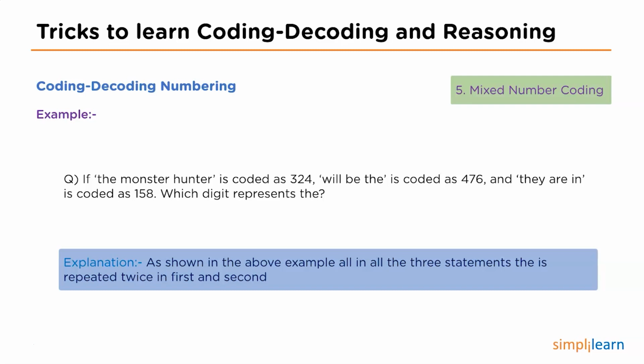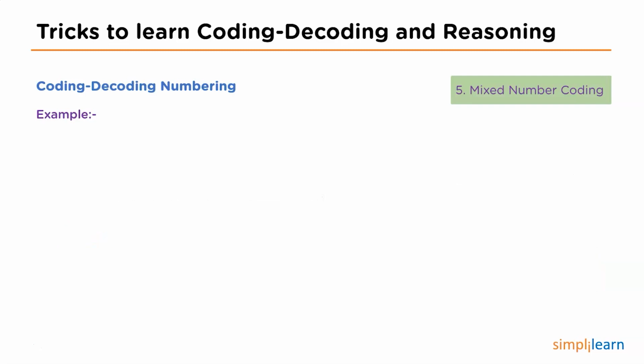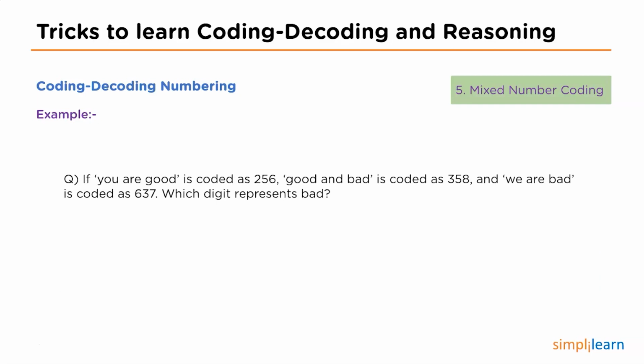So the explanation for this question is, if you observe the question, in 2 statements, the is repeated and in both the 2 statements the only repeated digit is 4. So as per the mixed number coding, the exact code for the is 4. Now let's have a look at another example, and we have, if you are good is coded as 256, good and bad is coded as 358, and we are bad is coded as 637. Which digit represents bad?